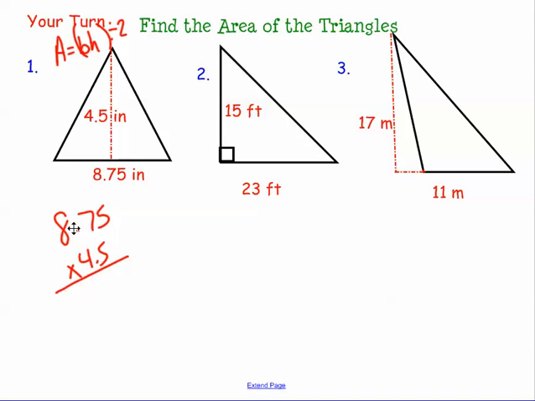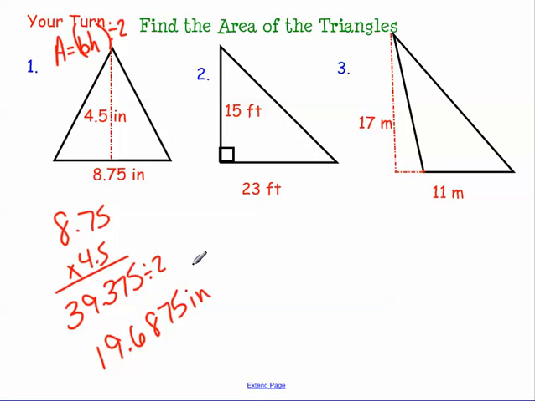And I get 39.375. And now I need to divide that by 2, which gives me 19.6875. And again, it's still area, so inches squared. It's base times height, and then you divide by 2 because it's basically half of a rectangle. Do these two problems. You're just going to plug in the formula, base times height, divide by 2, and come back for your answers.